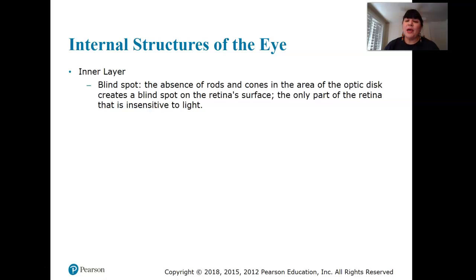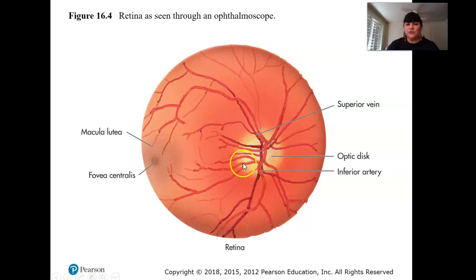We do have a blind spot, right? Blind spot, the absence of rods and cones, where the optic disc creates a blind spot. So here in the back, where the optic disc is, where the optic nerve is leaving, that is our blind spot. It's real. There aren't any photoreceptors there.